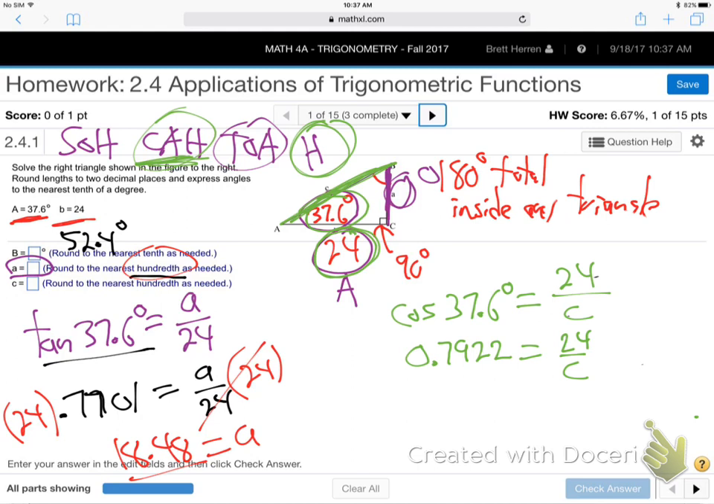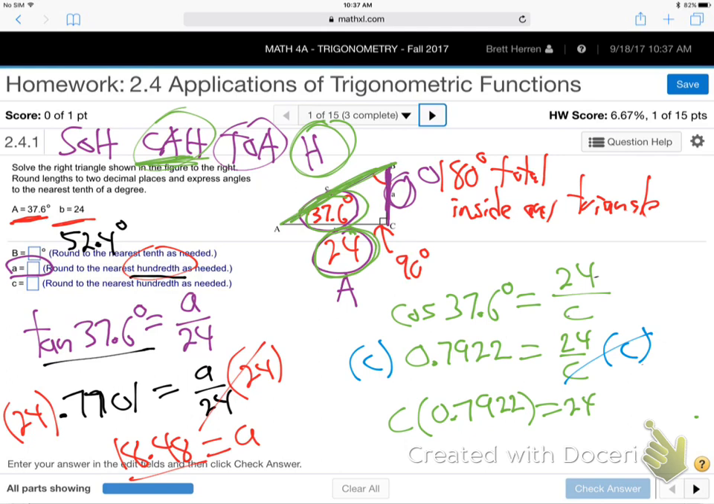You first have to multiply by the c, right? Just like over here, whatever's the denominator, whether it's a number, 24, or a letter, c, same game, multiply by whatever's in the denominator. Letter or number, doesn't matter. So I multiply by c, and that cancels. You get c times 0.7922 is 24. The other c's canceled, right?